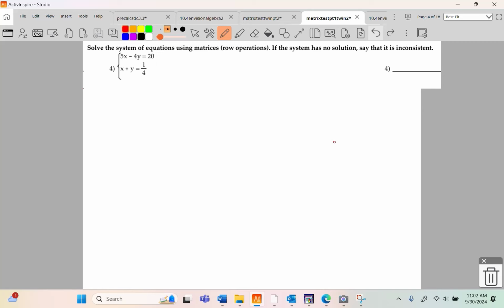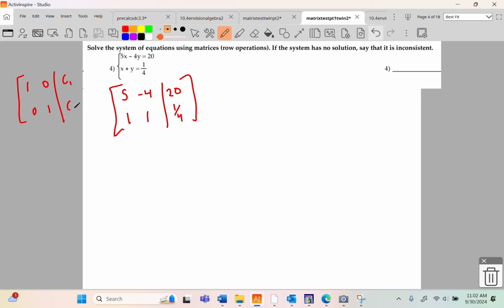All right, number 4. I did this one earlier, but I made a mistake, so I deleted it, and I didn't want y'all to waste your time, so we're just going to start over on this one. I'm going to write the augmented matrix. And let's see here. Remember your goal here: 1, 0, 0, 1, constants. Always think about the goal.